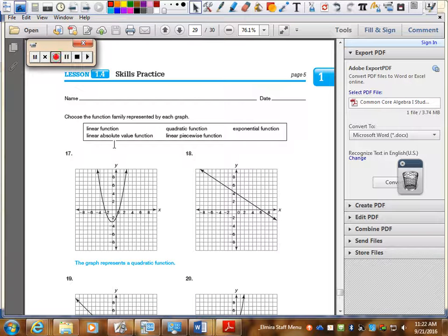The last section of this is pretty easy. It's just writing, I'm not even going to make you write a sentence here. Just tell me what function family you're seeing. So this is a quadratic. This one would be linear function family. That's all it's asking you to do in that last part.